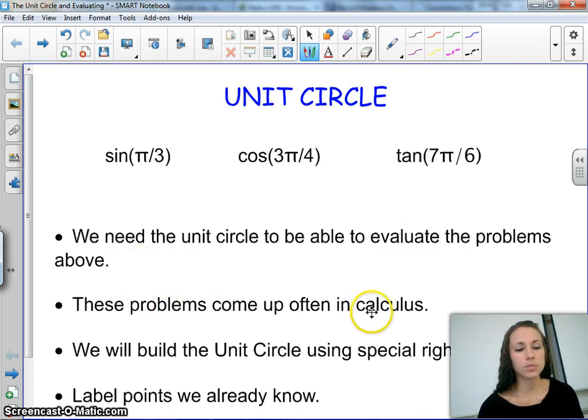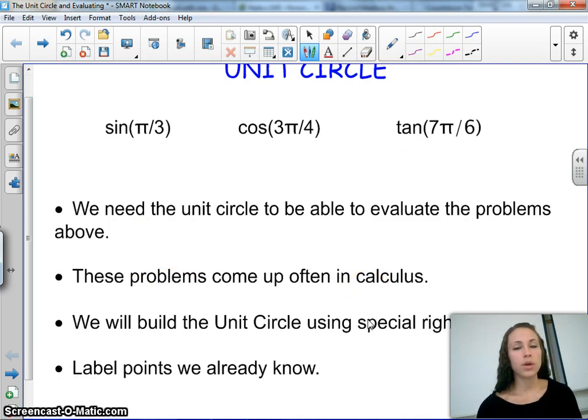So like I said, these problems come up in calculus. And so rather than just slapping a unit circle at you and making you memorize it, I want to show you where the unit circle comes from. And so you can build a unit circle, and I'm going to attach an activity. You can do this at the same time. And so it's the paper that has the circle, and at the bottom it's got the two triangles. And so you'll need to cut those triangles out. Don't cut the circle out, just cut the triangles out.